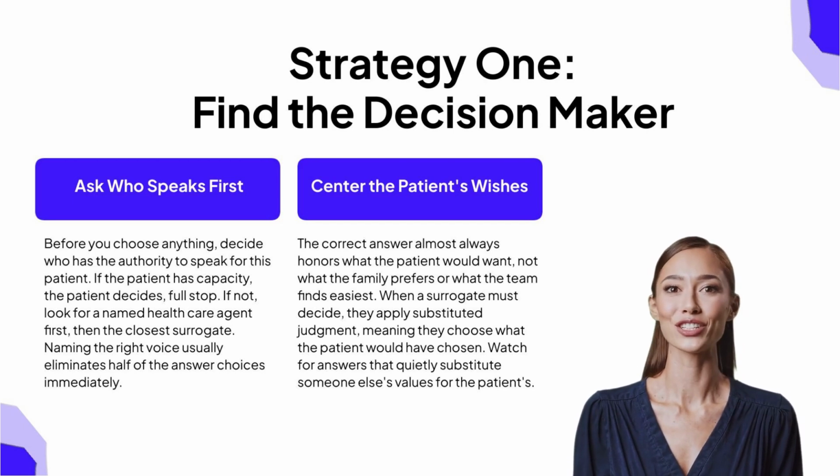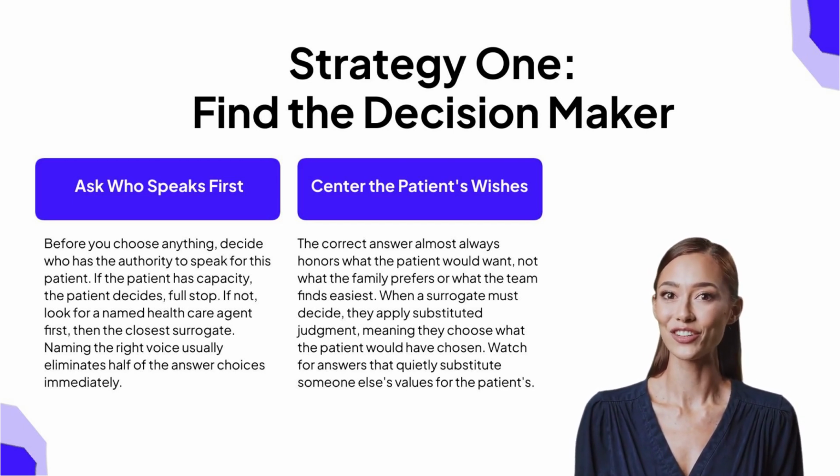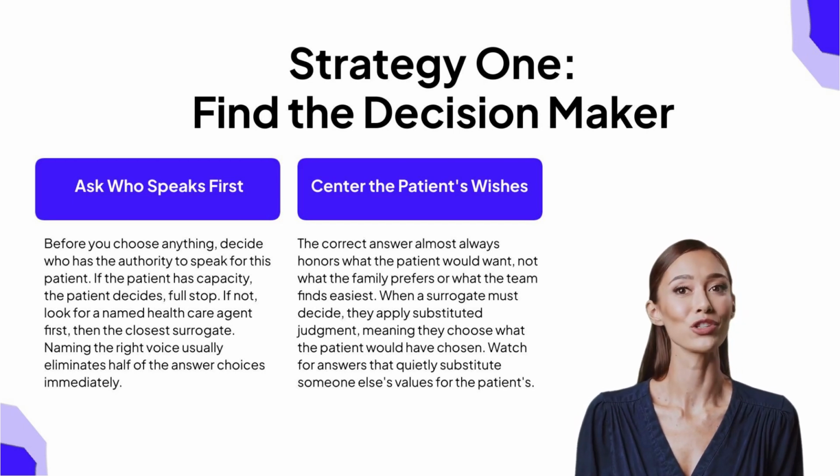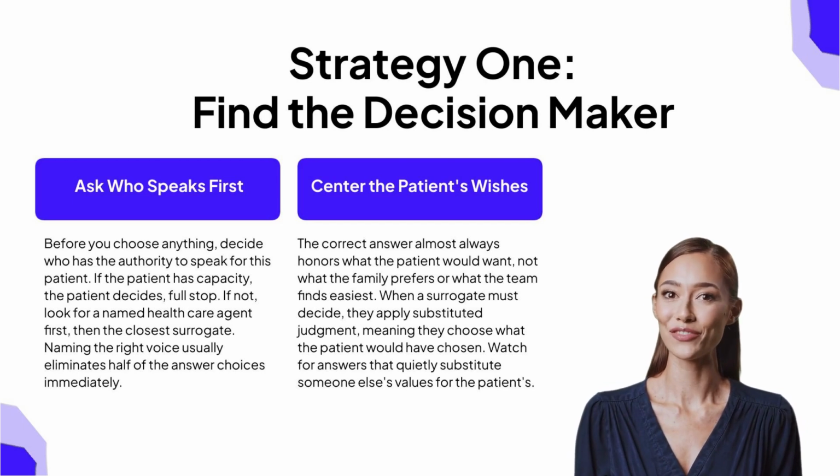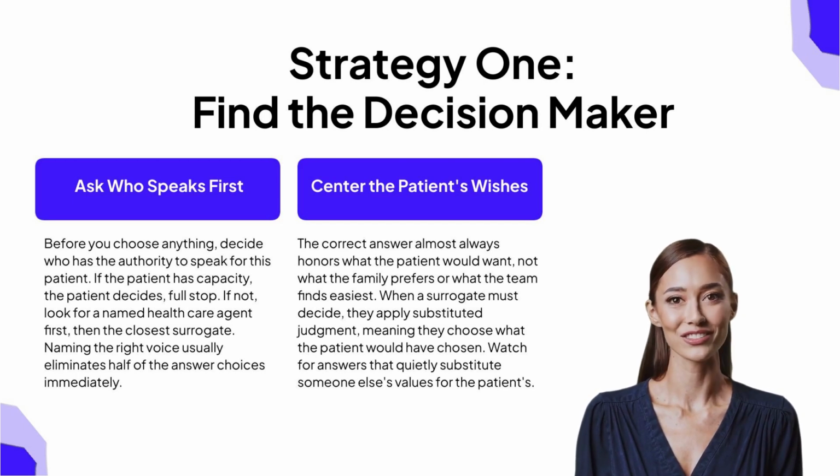Then center the patient's own wishes. When a surrogate has to decide, they are supposed to use substituted judgment, which means choosing what the patient would have chosen, not what the surrogate personally prefers. Train yourself to notice any answer that quietly swaps in the family's comfort or the team's convenience for the patient's actual values.